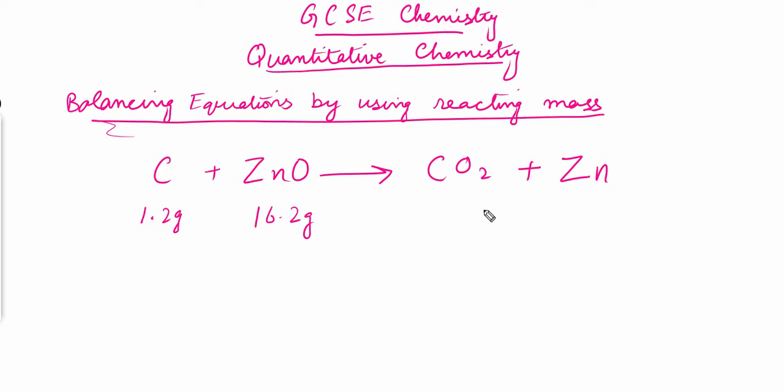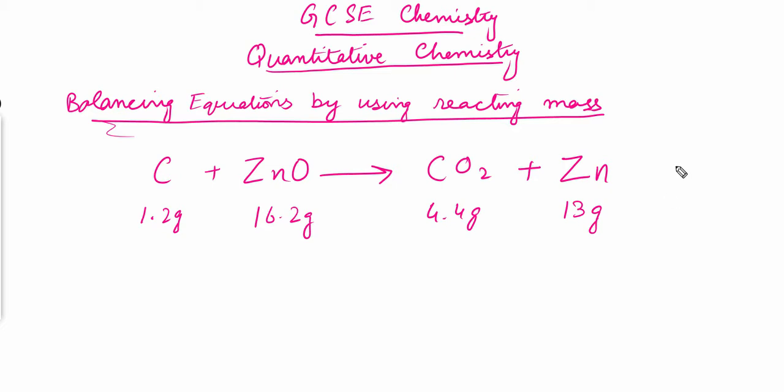The produced carbon dioxide has a mass of 4.4 gram, and the mass of zinc that has been produced is 13 gram. So now we have been given these masses. So by the information of these masses, we have to balance our chemical equation.